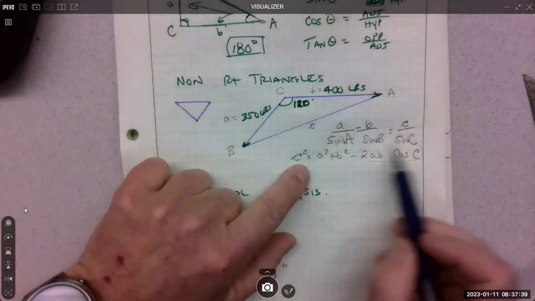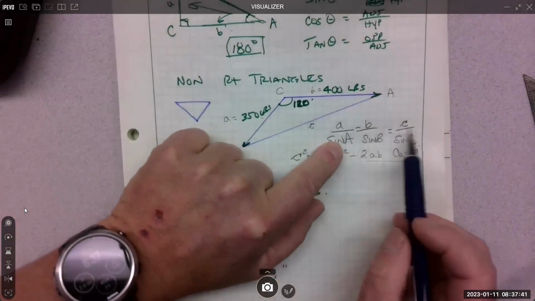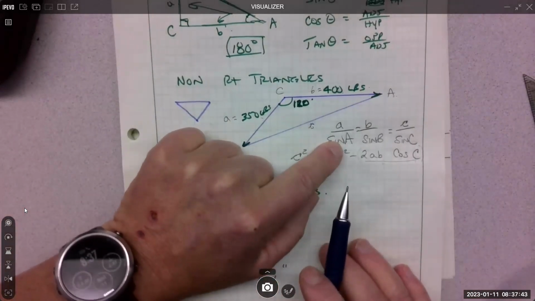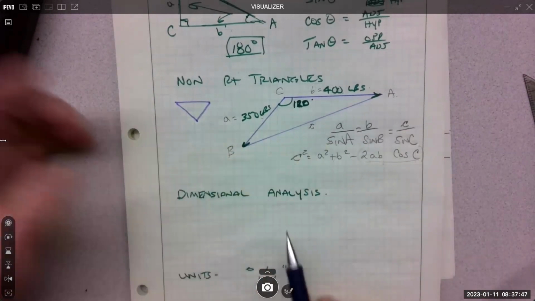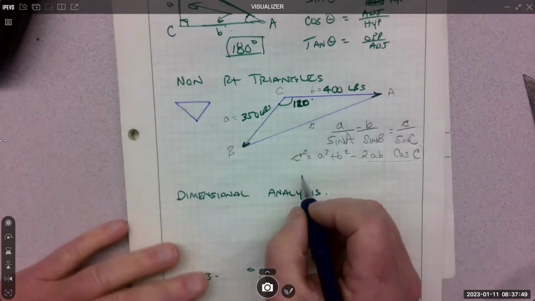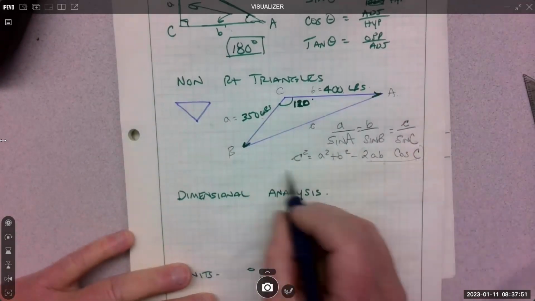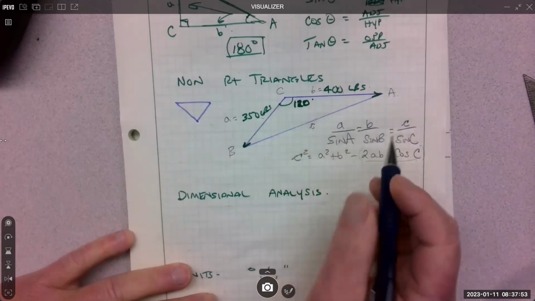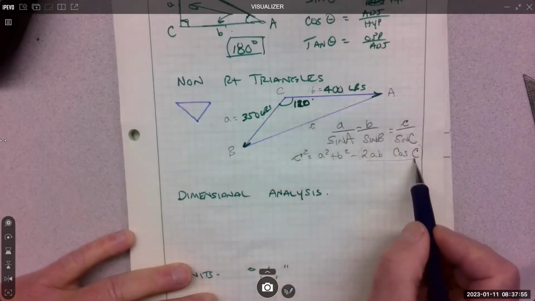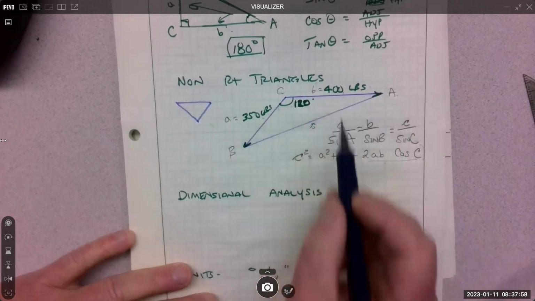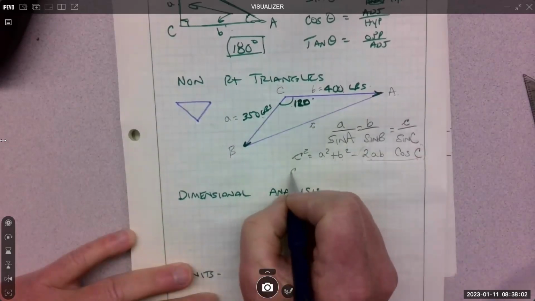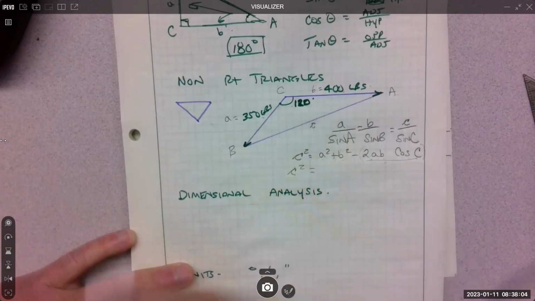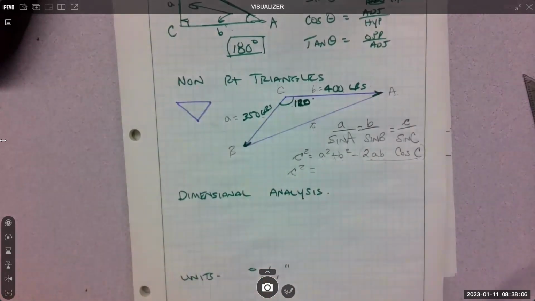So once you figure out this won't work, I would always look for the sine law first because it's easier. But once you figure out that's not going to work, then you got to go to this thing and just plug and chug. So this is going to set up finding C because I know angle C, that's that, and I know the two sides, that's those. So you just go for it. I'm going to leave C squared as C squared for right now.